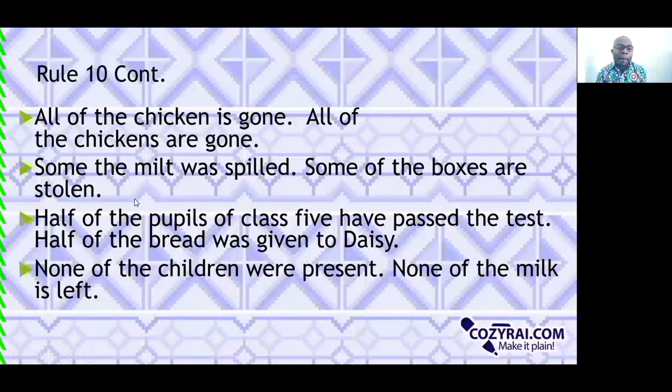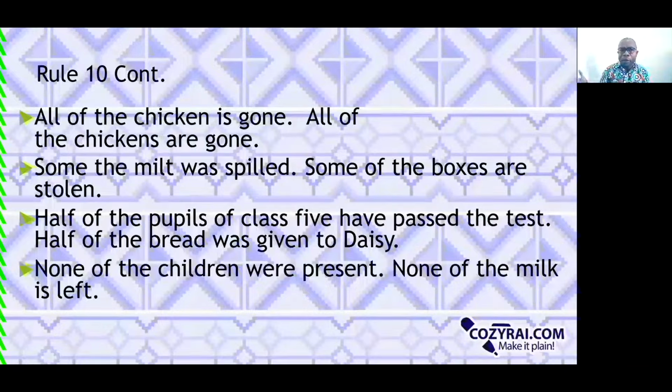Then we also have some. Some of the milk was spilled. Wow, interesting. There's an error there in terms of spelling. Some of the milk was spilled. Because the milk is an uncountable noun and is singular, we have some of the milk was spilled. Then the other one, some of the boxes are stolen. Of the boxes, so boxes are stolen. So the focus is that some would be plural in that context, but in the case of milk, it will be singular. Then we have half of the pupils of class 5 have passed the test.